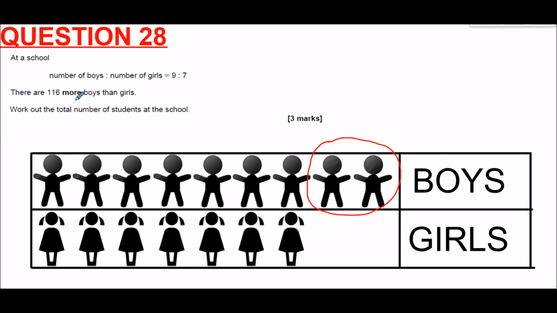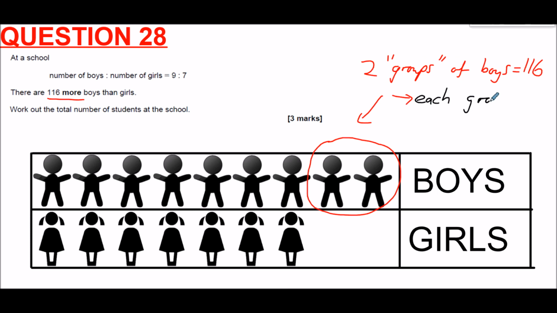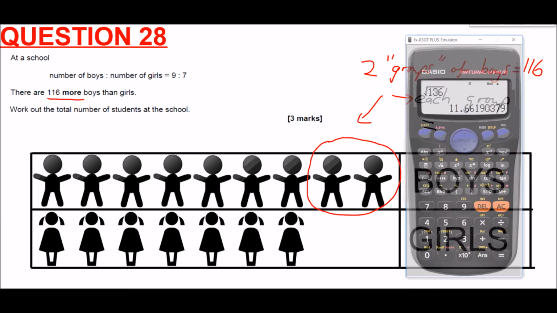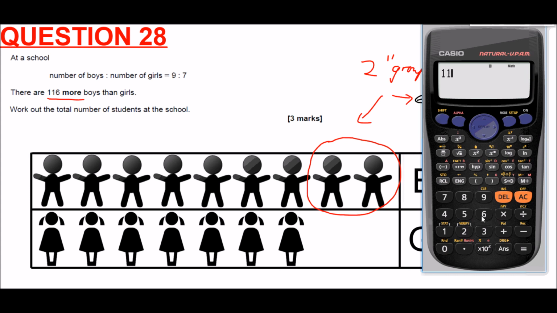These two extra groups of boys must mean that these two groups of boys represent the 116 more boys that there are. So these two groups of boys, two lots of boys, must equal 116. So each group of kids, each group of boys or girls, must be 116 divided by 2, which we can calculate. 116 divided by 2 is 58.